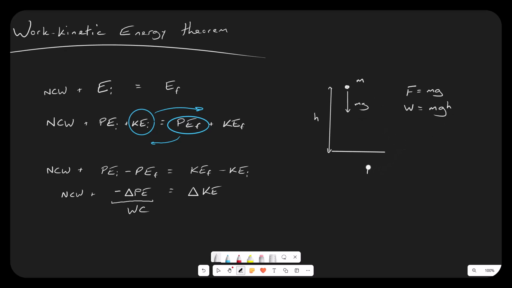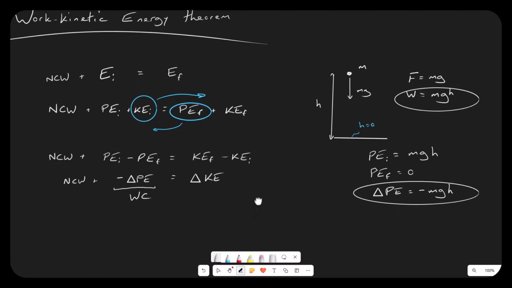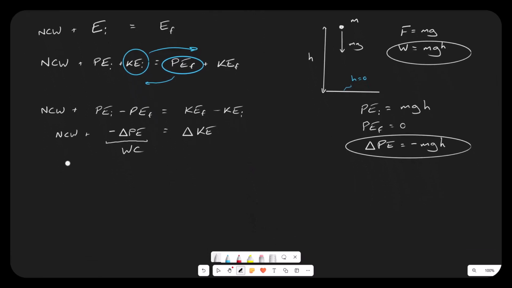If I look at my potential energy, and I need a spot that I'm going to call 0, I'm going to call the ground 0, my potential energy initial is equal to mgh. My potential energy final is equal to 0. So my change in potential energy is a negative mgh. The work done by my conservative force, by gravity, is equal to the opposite of the change in potential energy.